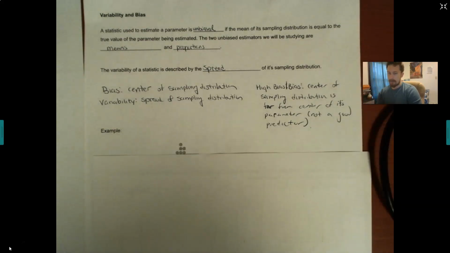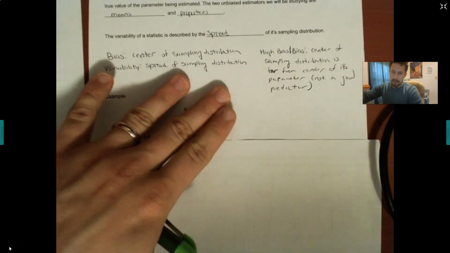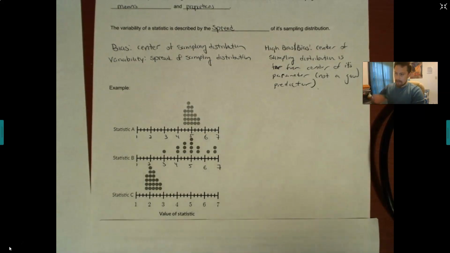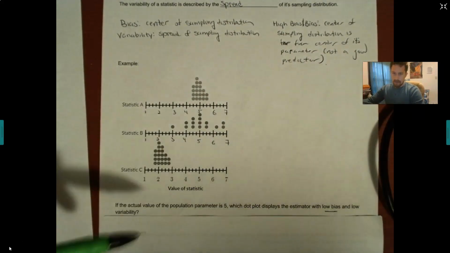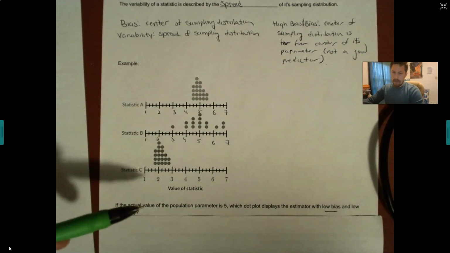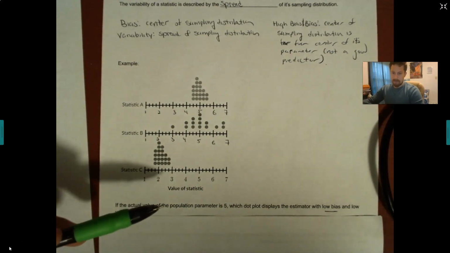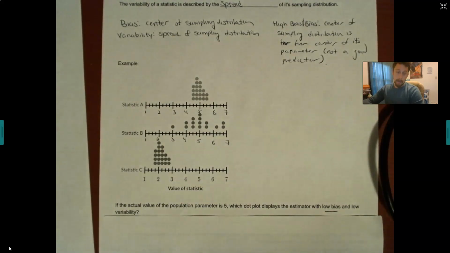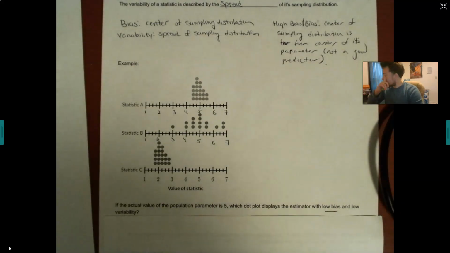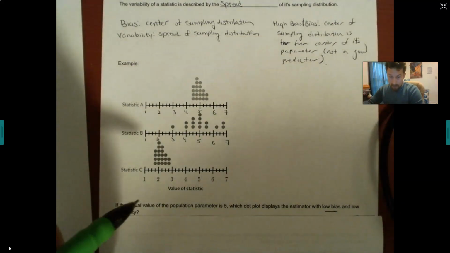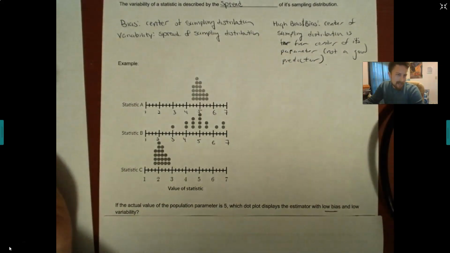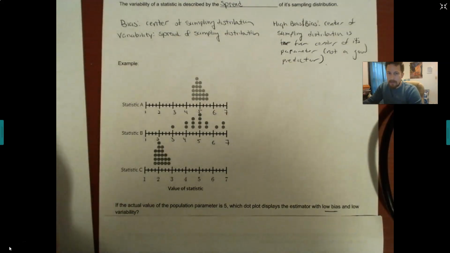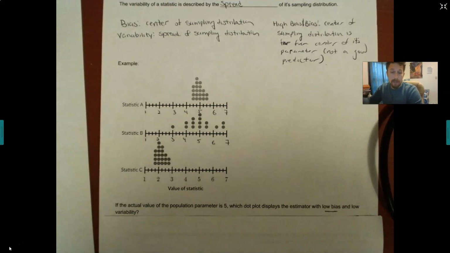So a quick example. This is a little abstract, but we have 3 graphs, and we have statistic A, B, and C. If the actual value of the population parameter is 5, which dot plot displays the estimator with low bias and low variability? Okay, so what is this really asking? Well, first of all, it doesn't say what statistic we are measuring. Are we measuring mean, median, range, proportion? It doesn't say, it's just saying 5. That is the correct amount for the population.